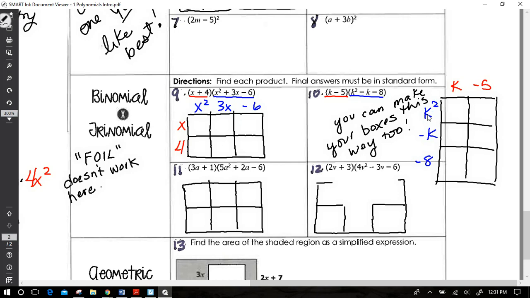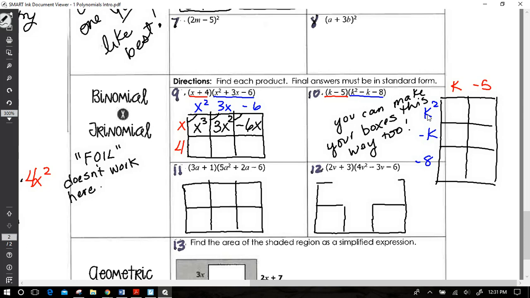So it does get a little messy. I've got x times x squared, which is x cubed. And then I've got x times, I'm sorry, x times 3x. It's going to give me 3x squared. And then I've got x down here on the side times this negative 6. So it's negative 6x. Let's move to the bottom.